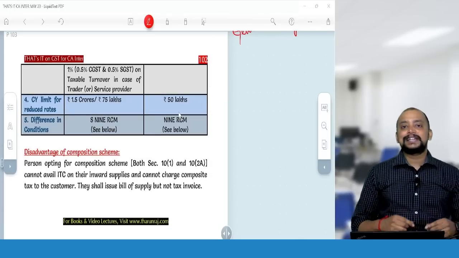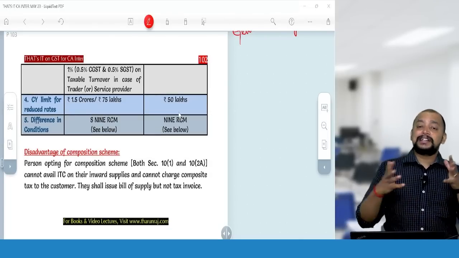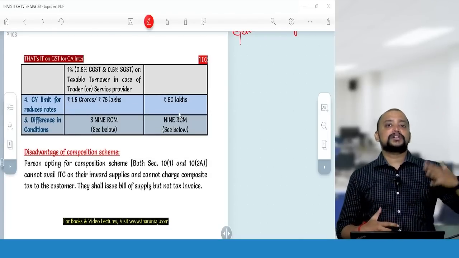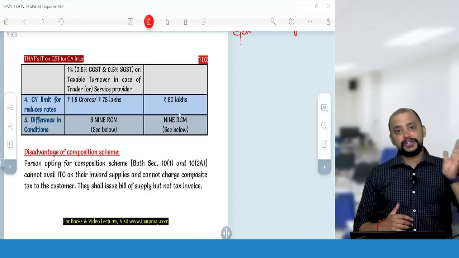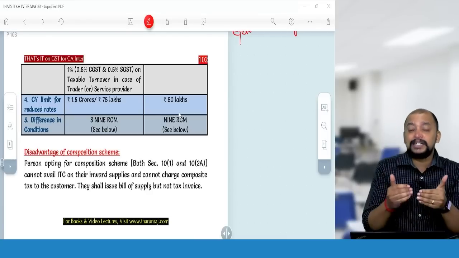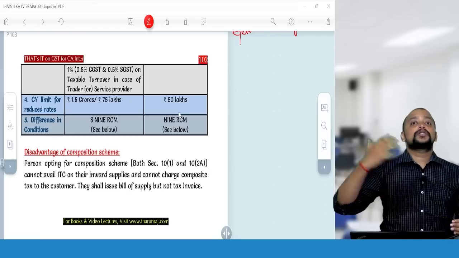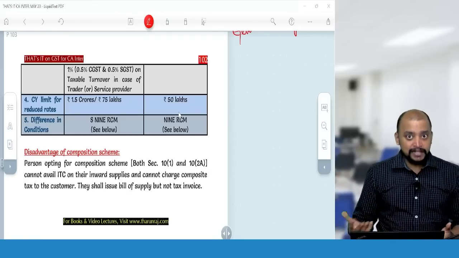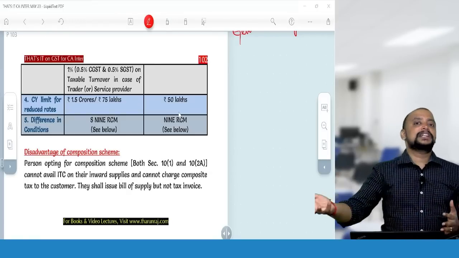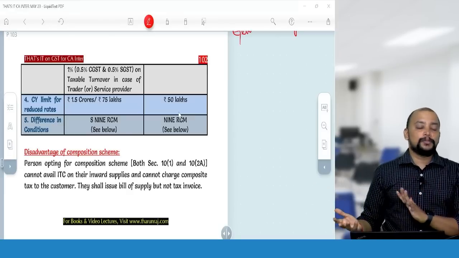Then what is the current year limit? If the previous year aggregate turnover does not exceed 150 lakhs or 75 lakhs, then they can opt for the composition scheme during the current year. And during the current year also, they should ensure that they are not crossing that limit of 150 lakhs or 75 lakhs or even 50 lakhs. If they cross that limit, then they are disqualified from the composition scheme.